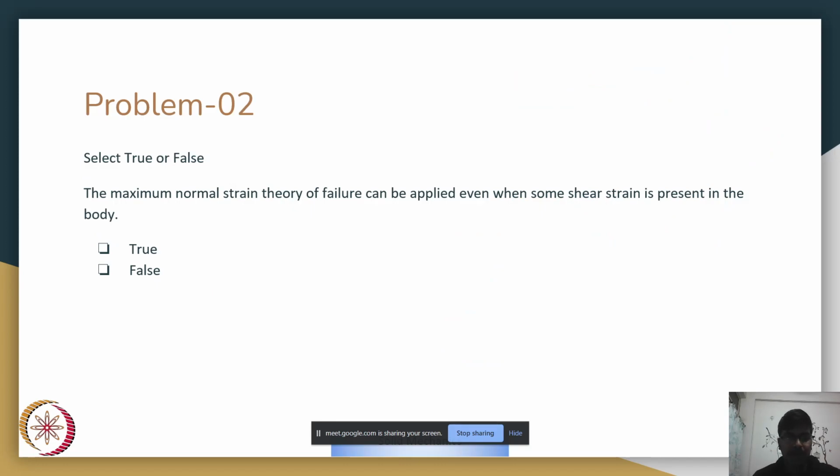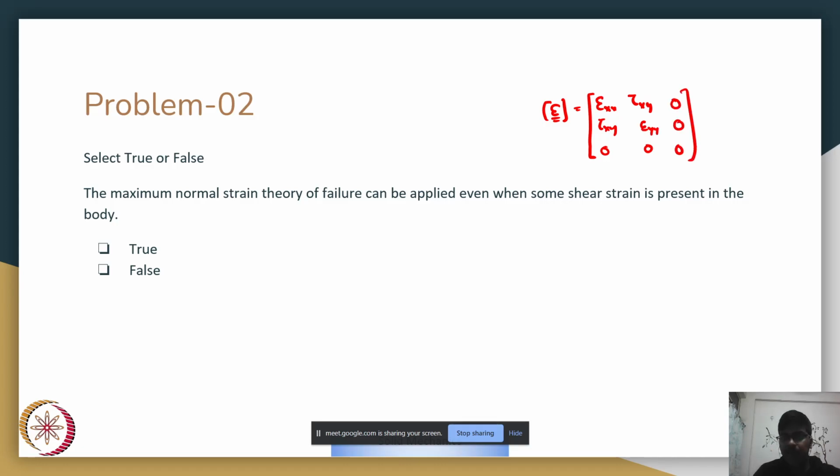Let's look at problem number two. It's a simple true or false statement. The given statement is: the maximum normal strain theory of failure can be applied even when some shear strain is present in the body. Do you know the answer to this? So I'll just write down our epsilon xx, tau xy. No, sir, I don't. Suppose I'm writing those in this particular state of stress. Okay.